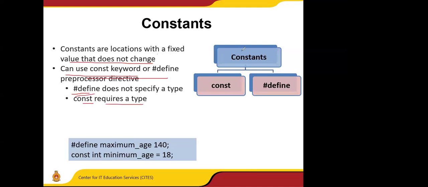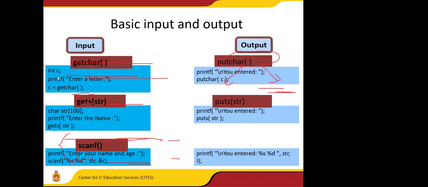Constants require a type. So we have const and we have hash define in here. So we have define MAXIMUM_AGE is this one, and const int MAXIMUM_AGE is this. So we have different kinds of things in here too.